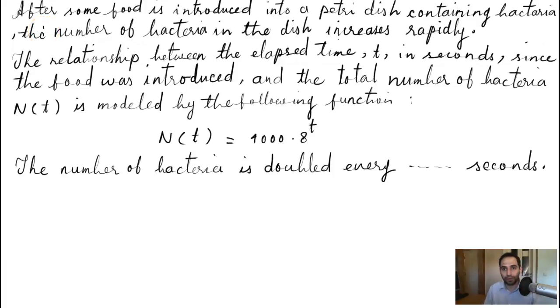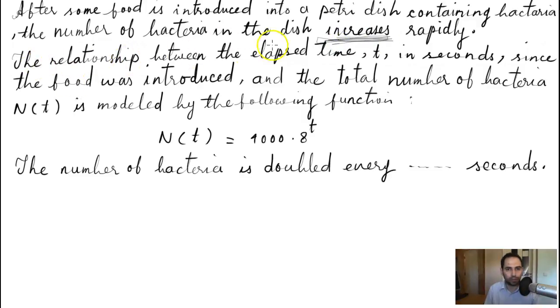So in this video we have another example, and the problem is, after some food is introduced into a petri dish containing bacteria, the number of bacteria in the dish increases rapidly. So it's about increasing the number of bacteria in the petri dish.